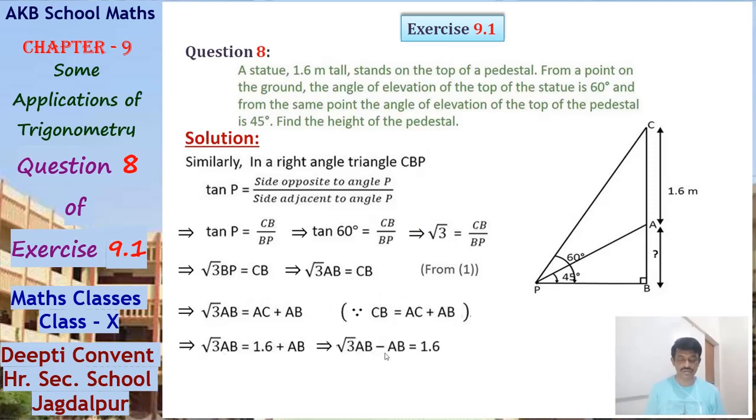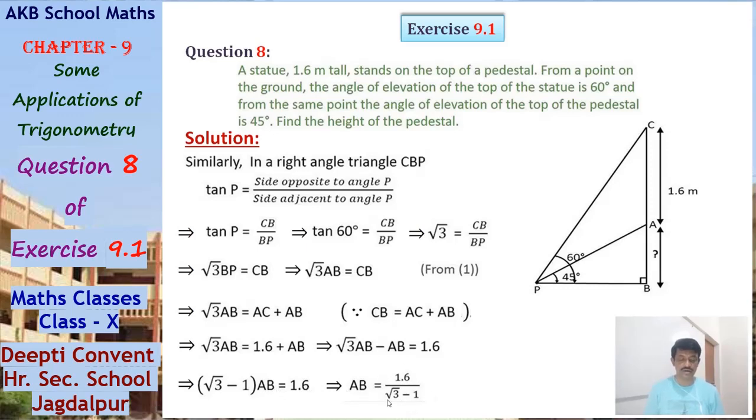Now from here, put the value of AC equals 1.6, and transferring AB to the left side, root 3 AB minus AB equals 1.6. Taking AB common, (root 3 minus 1) AB equals 1.6. Clear? Now we have to find the value of AB. So AB equals 1.6 by (root 3 minus 1).